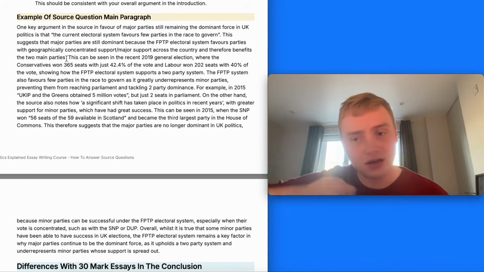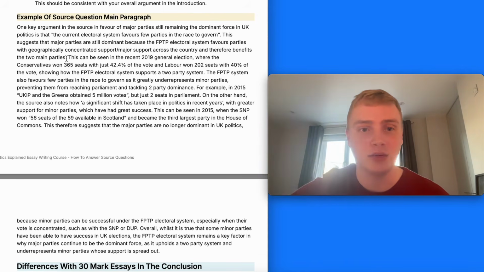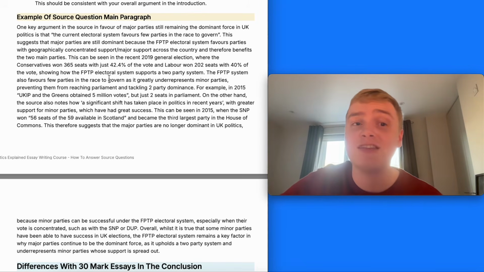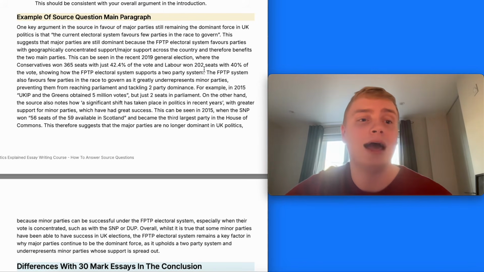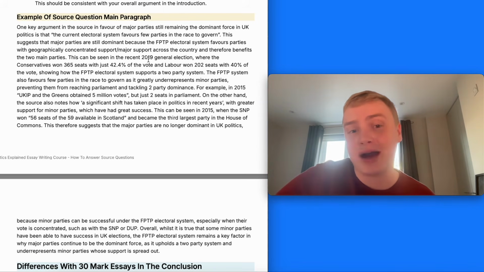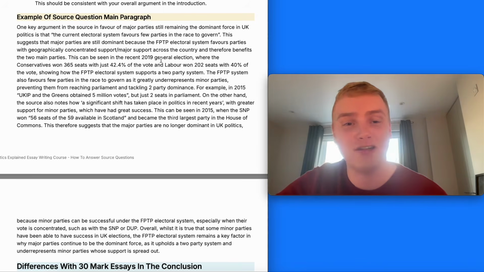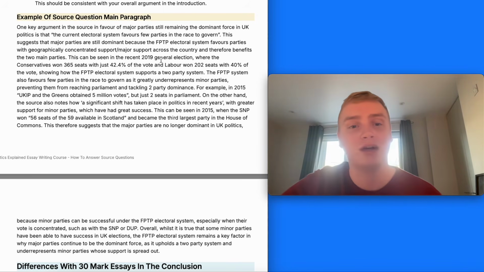So that's what they're testing on, being able to explain the point. And I'm supporting it with an example or statistic. In this case, it's not from the source. And so it's a little bit outdated because I said the recent 2019 general election. You could potentially use a 2024 one if you're writing this now.